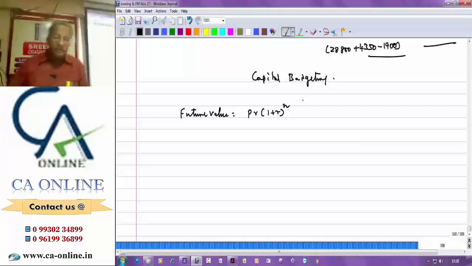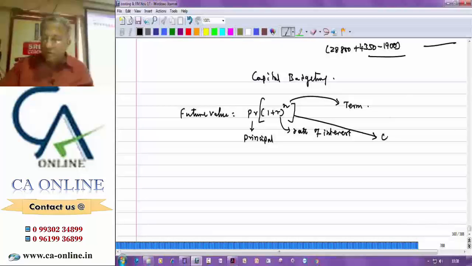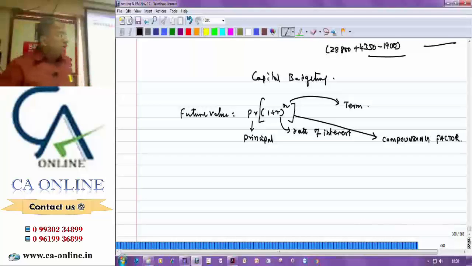Same formula only. This one we call as principal in our earlier studies, and this we would have called the rate of interest, and this one we would have called the term, number of years. Okay, same thing only. Here this entire formula, that is within brackets, we will call this the compounding factor. What is that? Compounding factor is what we call.